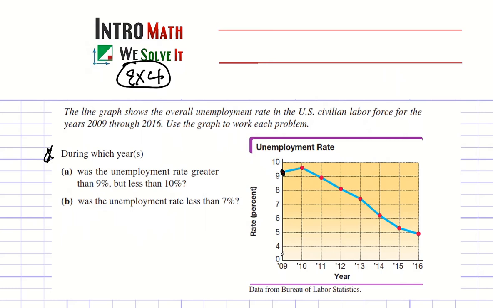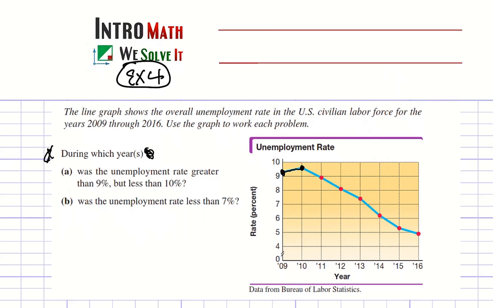Okay. Was the unemployment rate greater than 9%? Let me see. Yeah, of course, because it went up. It went up during which year? Remember, don't forget that part. During which year? And then it went up over here.